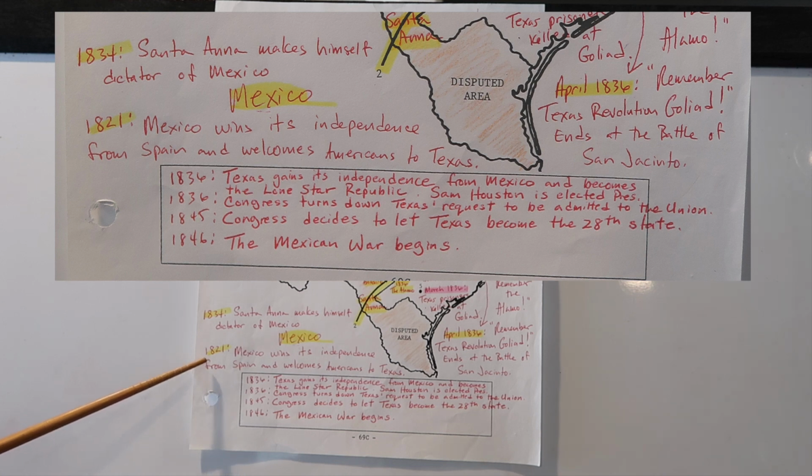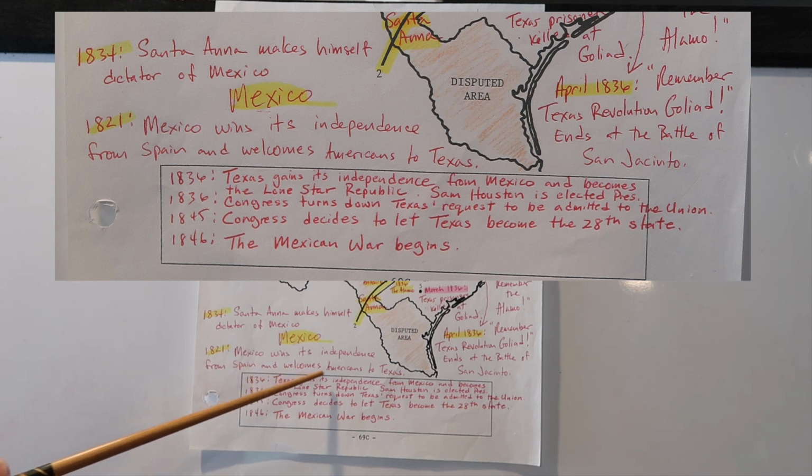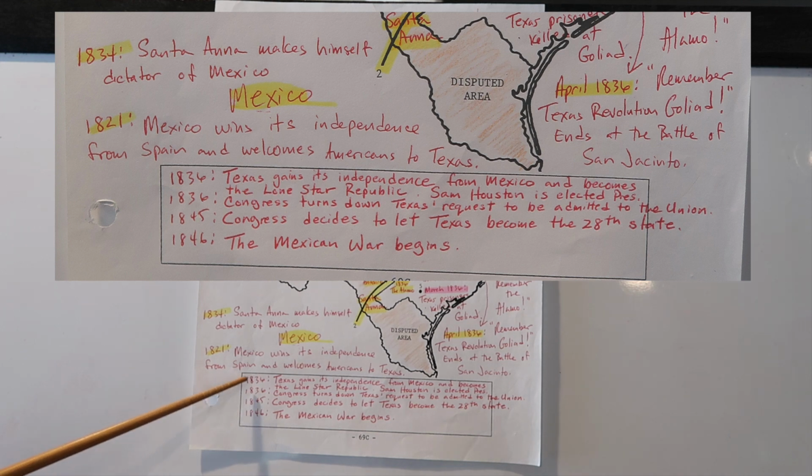In 1821, Mexico wins its independence from Spain and welcomes the Americans to Texas. And then inside the box is what happens after the fighting ends, how in 1836 Texas gained its independence from Mexico and becomes the Lone Star Republic. Sam Houston is elected president.